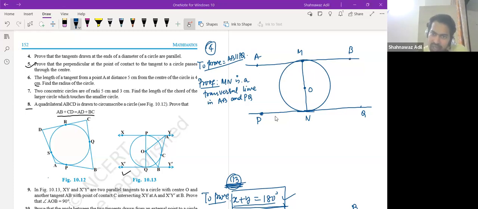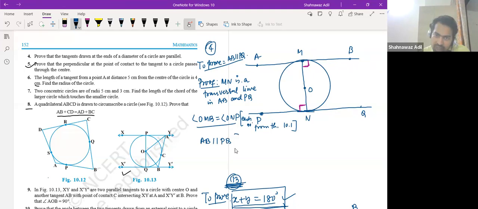So let's say that AB and PQ are two lines and MN is a transversal. What do we know about this angle and this angle? They are both 90 degrees. So we can write that angle OMP equals angle ONP, and each is 90 degrees, from theorem 10.1. Which means that AB is parallel to PQ. Why? Because alternate interior angles are equal.